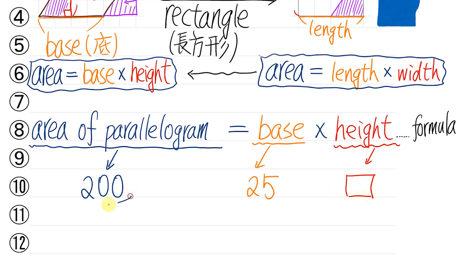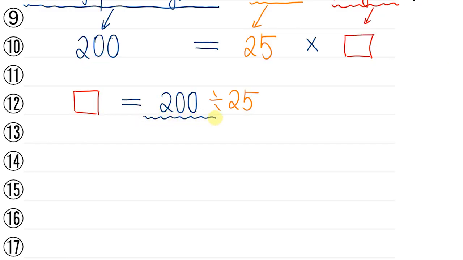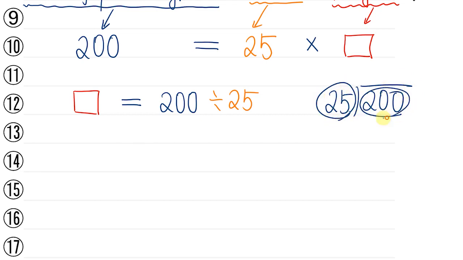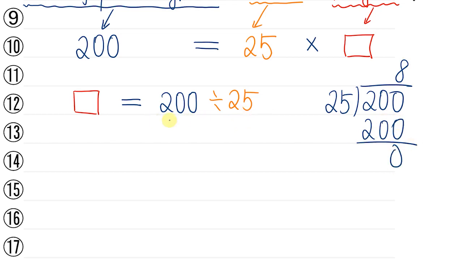So what have we got? We got 200 is equal to, this comes from here, 25 times this box. So what should be the value for this empty box? The empty box is equal to 200 divided by 25. And let's take this opportunity to practice how to do long division for 200 divided by 25. So we have the 200 inside the long division sign, and outside of the sign we have 25. Because 25 goes into 200, let's try the number 8 here. And so 200 divided by 25 is equal to 8 centimeters.